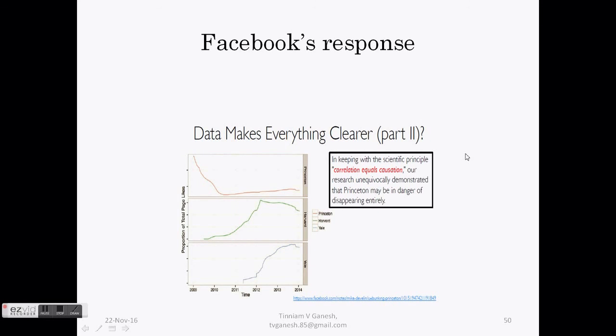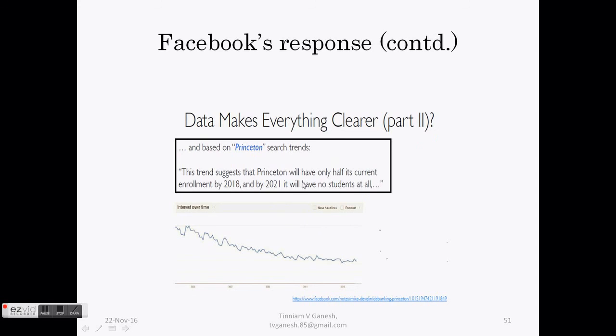And Facebook came up with a very sarcastic response, with what seemed like a research paper, and they said, keeping with the scientific principle that correlation equals causation, our research unequivocally demonstrates that Princeton may be in danger of disappearing entirely. In a similar method, they looked at Google Trends for the number of searches for Princeton, and based on the Princeton search trend, they show a declining trend, and say this trend suggests that Princeton will have only half of its current students by 2018, and by 2021 it will have no students at all. So this was basically a sarcastic response to Princeton University's research paper.